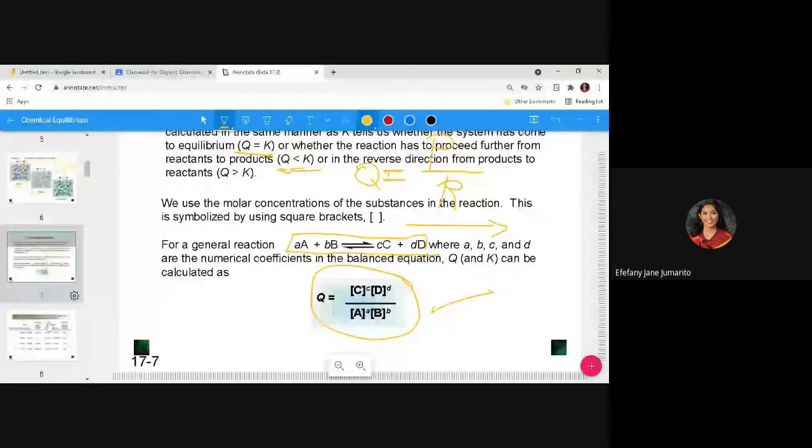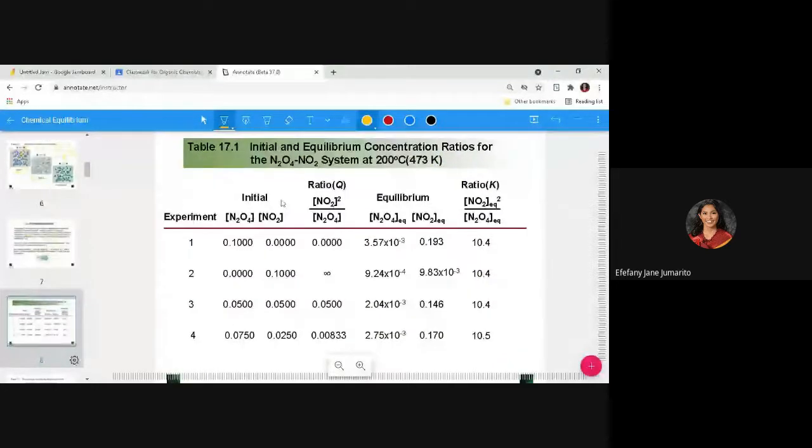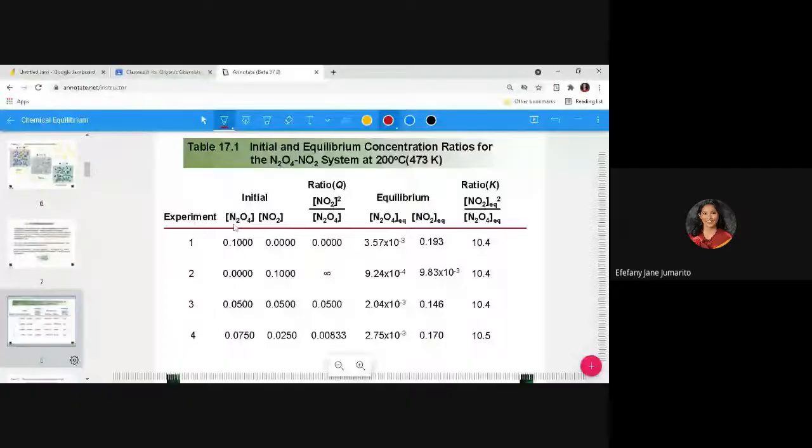Okay, so we have this example, class. This is our table. It came from an experiment. We have 1, 2, 3, and 4. Notice, class, that we have N2O4 and then we have NO2.